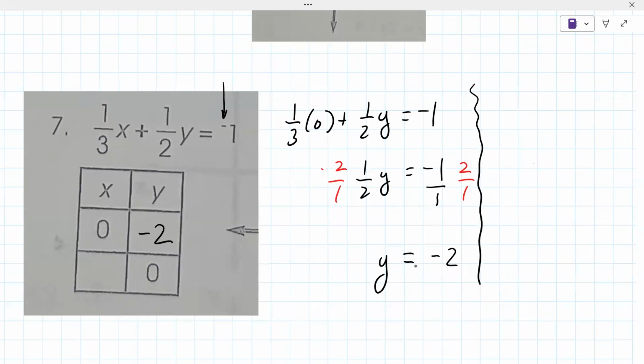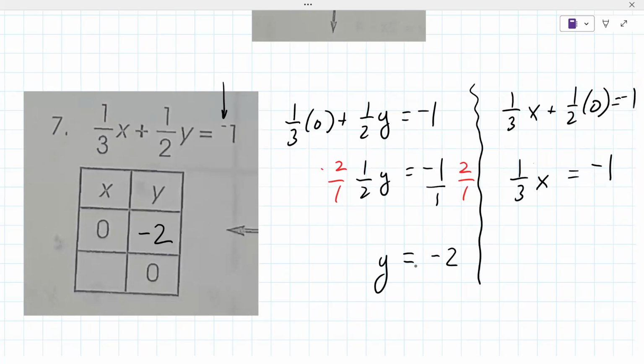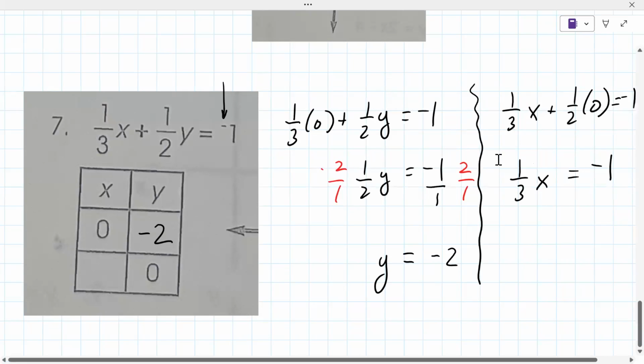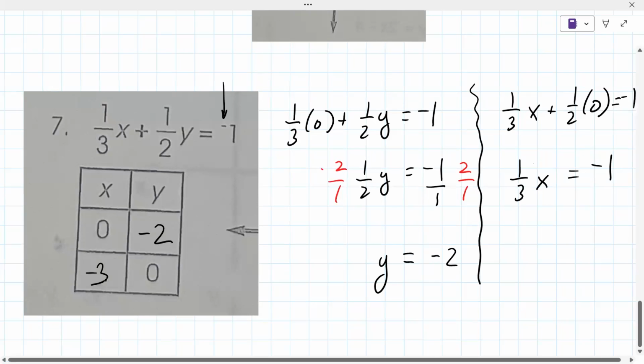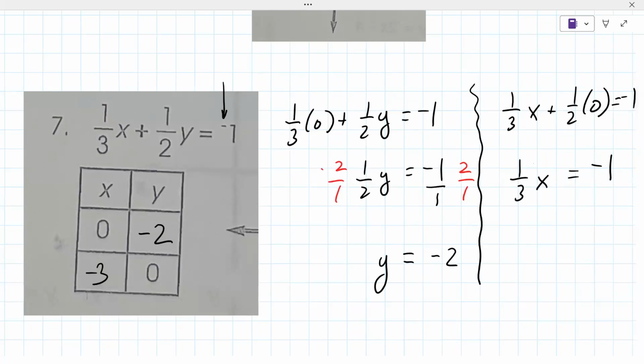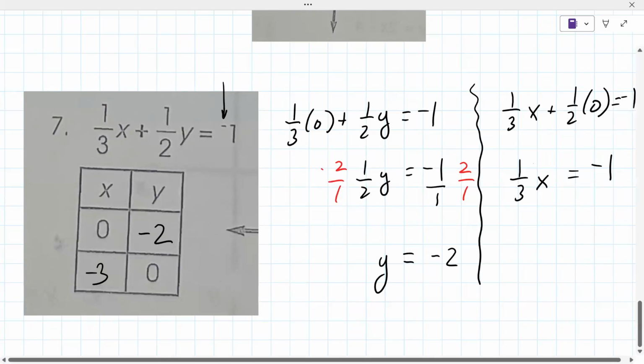Okay, so similarly, we can do the same thing for the other one. 1/3 x plus 1/2 times 0 equals -1. This becomes 1/3 x equals -1. Could you try solving for us, please? Would it be -3? It is -3. Good. Okay, good. I think you're getting it.